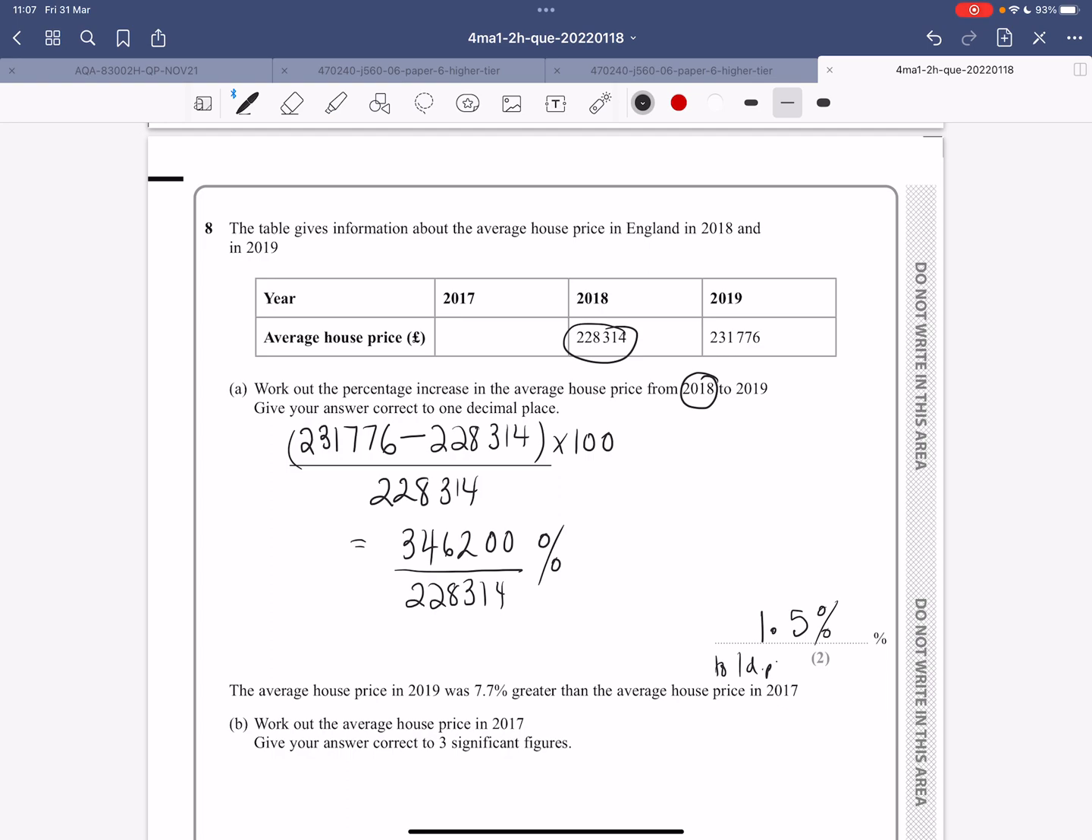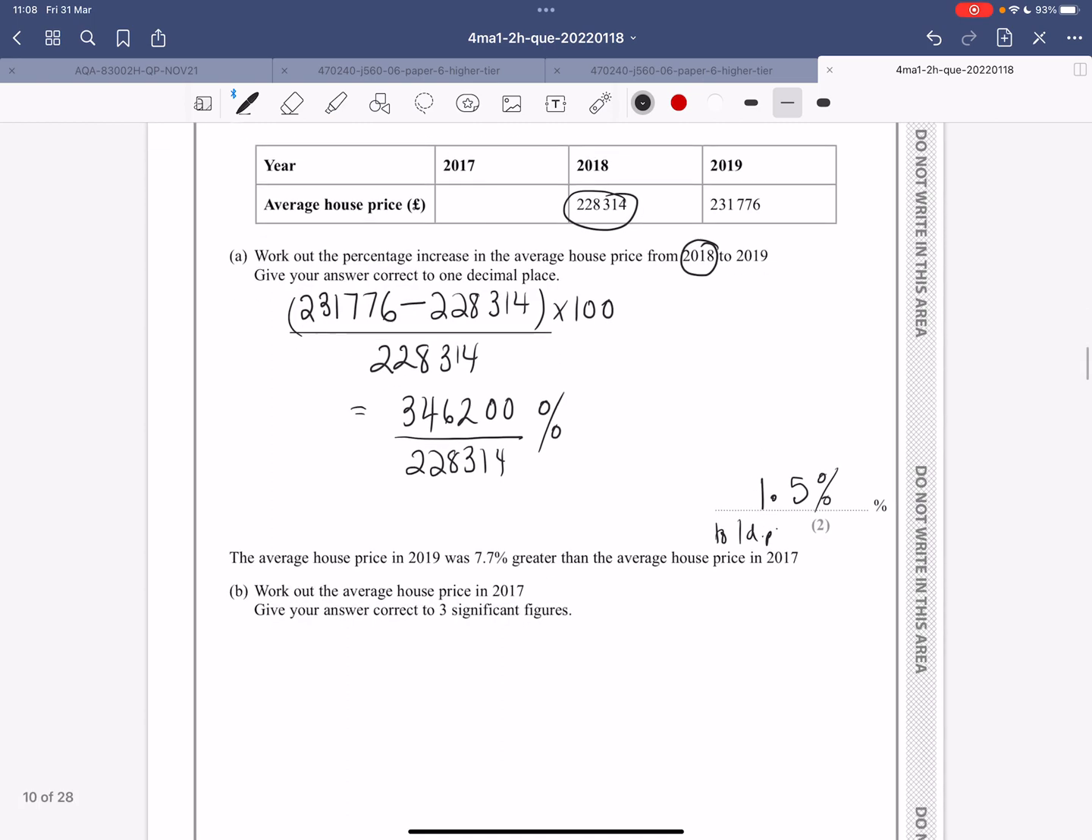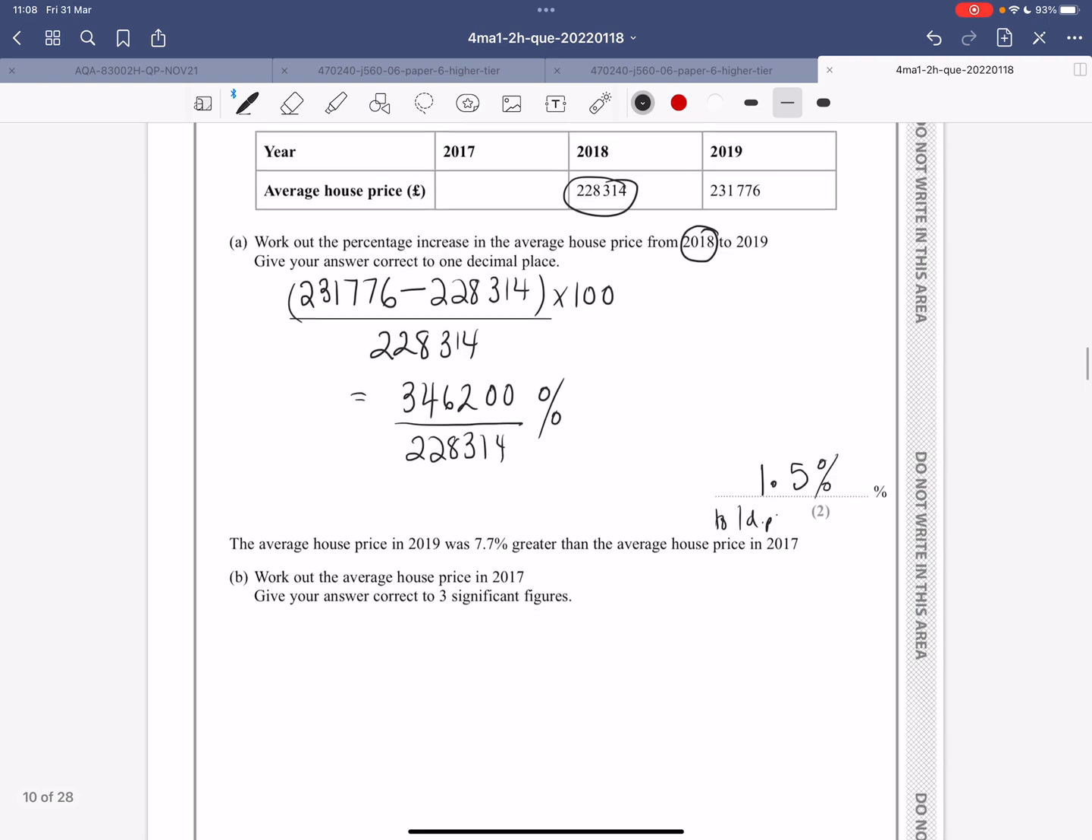228314 times 1.015 is 231... Yeah, okay. So with the rounding off, I think that's okay. Right, it's just the numbers are a bit unusual, so not that I can quickly do in my head, so that's why I'm double checking, but they are right.